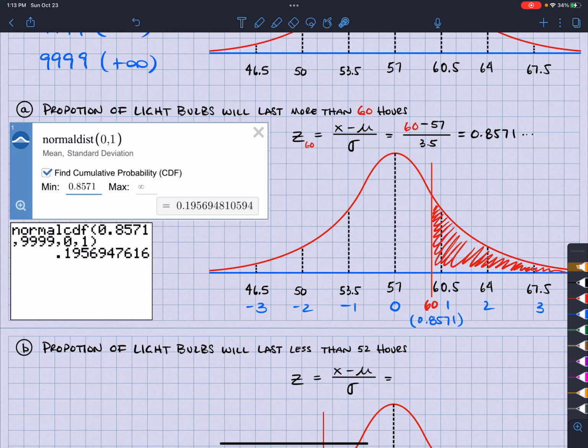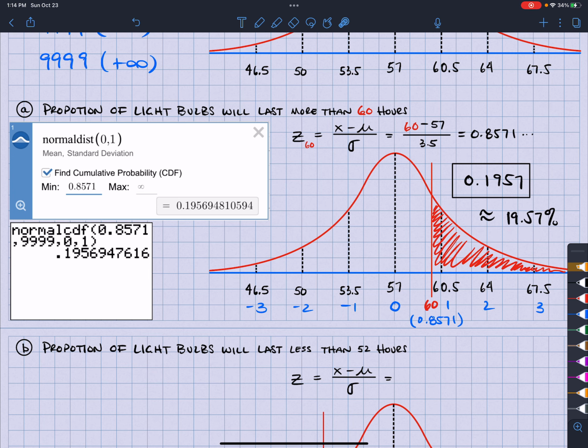So my probability is going to be 0.1957, or in that case, about 19.57%. Which makes sense, right? Because we already said that this is going to be more than 16, but way less than 50. So 19.57 seems about right.